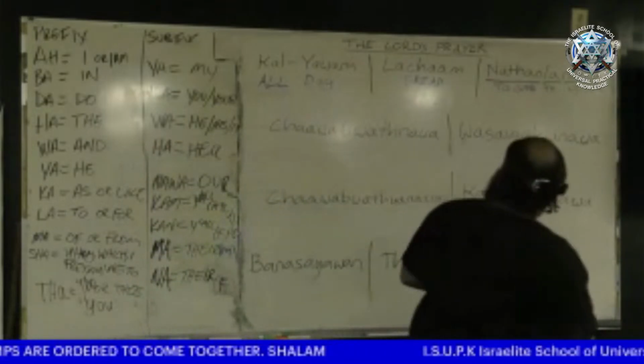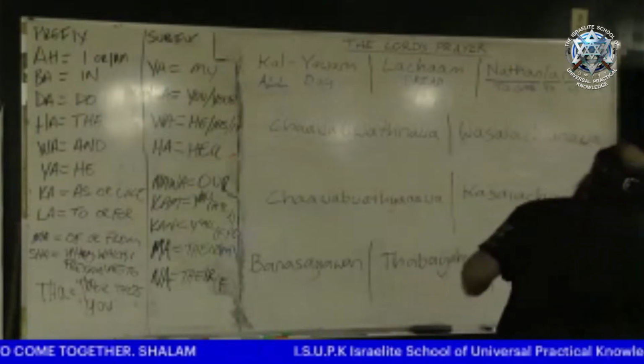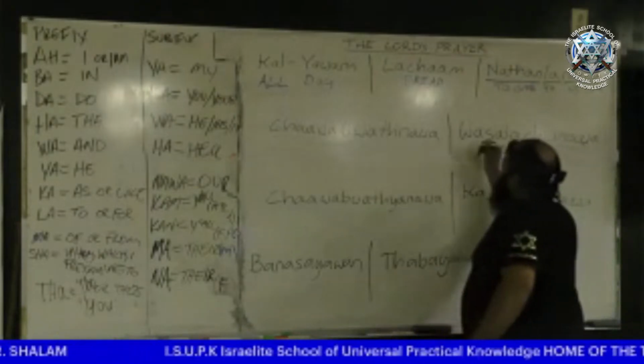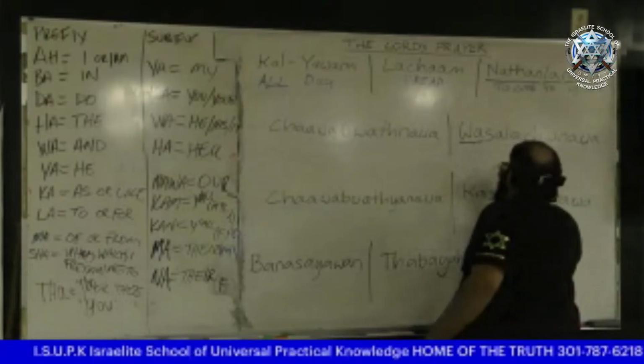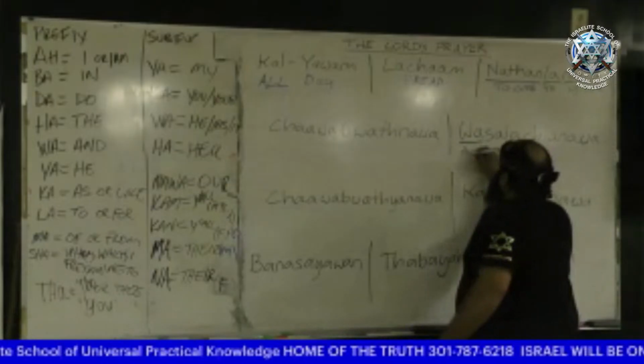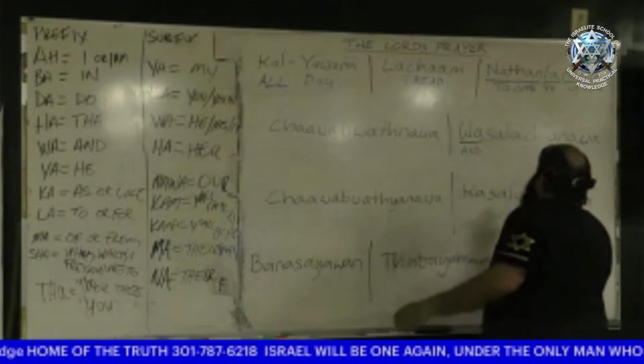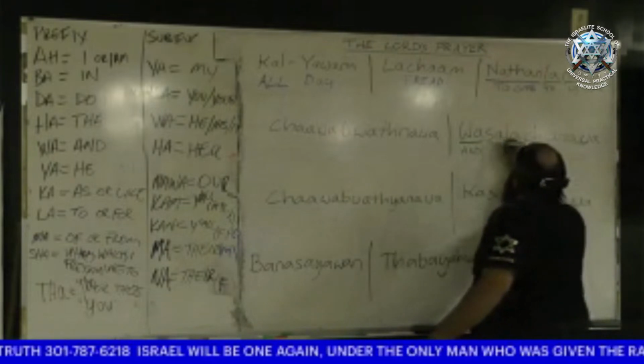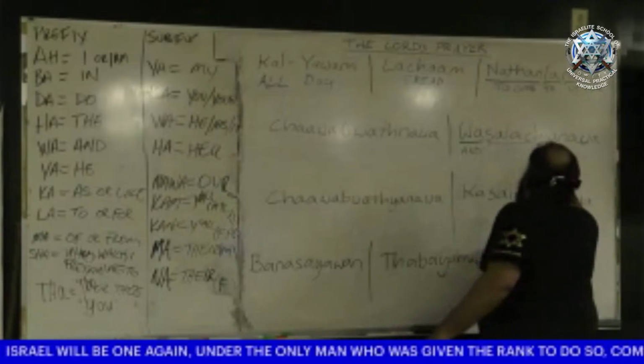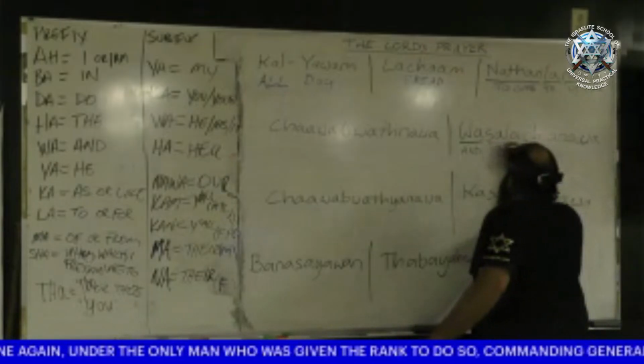Then Wasalak Nawa. We have the prefix right here, wa, meaning and. And Salak, we say it all the time. Salak is to forgive or to pardon.